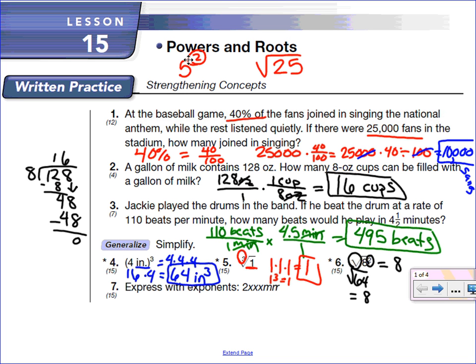Express with exponents. What that means is if you have multiple of a number or a letter, use an exponent instead. So I have multiple x's. I have 3 of them to be exact. So it's x cubed, or a 3 in the exponent. I have 1 m, so that stays. And then I have 2 r's, so r squared.